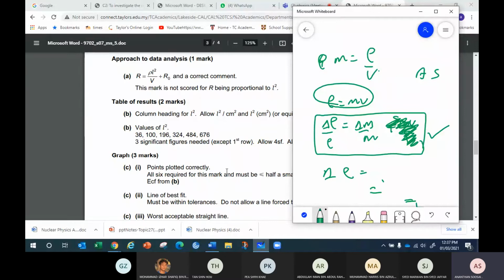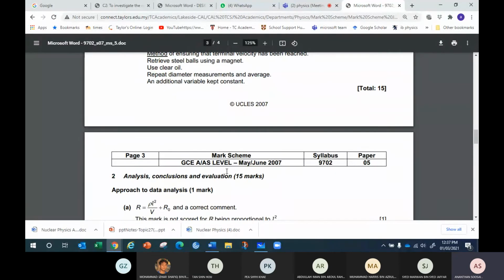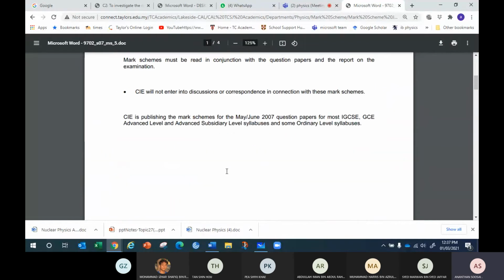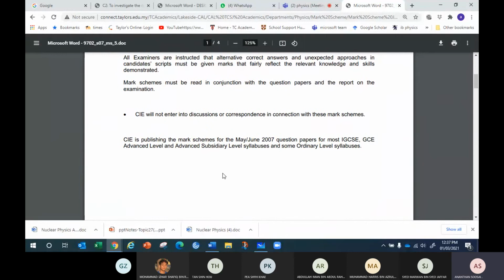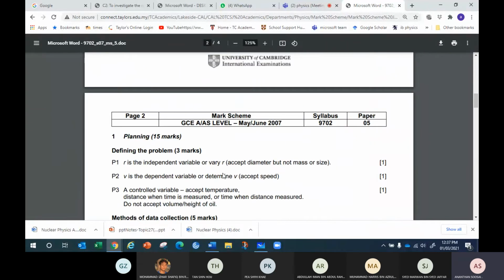Okay, guys, any other questions? This is a June 7 paper. So let me post this in your Teams later. I haven't posted this yet. Okay, any other questions?